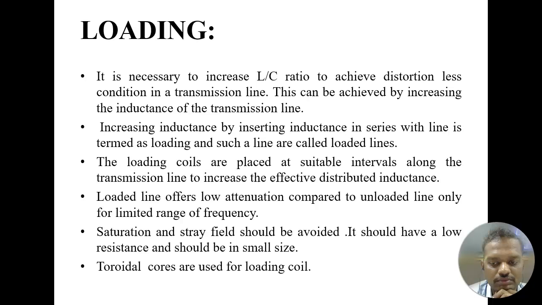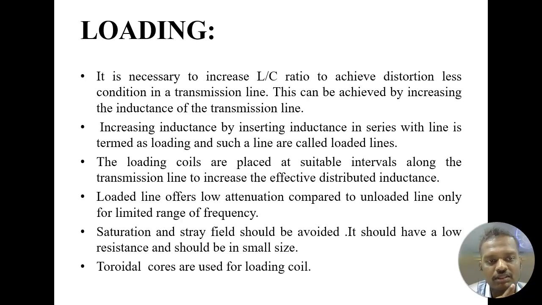First of all, we are supposed to know what the primary constants of our transmission lines are: resistance, inductance, capacitance and conductance. So here the L bar C ratio is nothing but the ratio between inductance and capacitance. In order to achieve a distortionless line in practical conditions, we need to increase the ratio L bar C. This can be achieved by introducing inductance to a transmission line, by which we can improve the distortionless line.